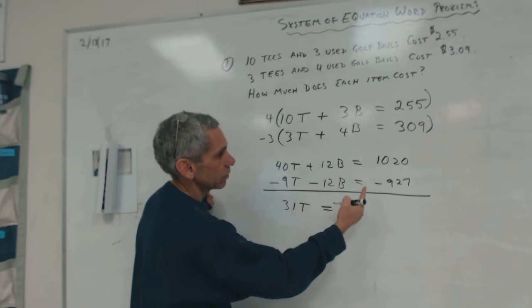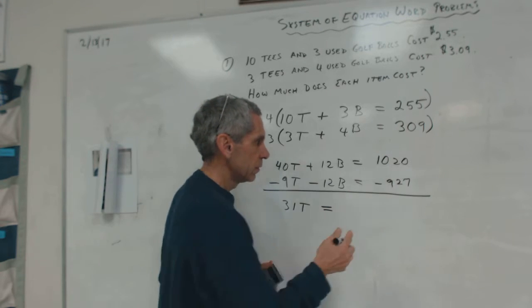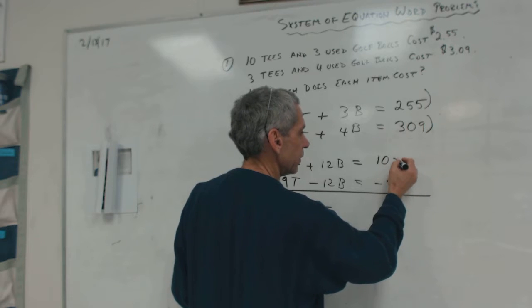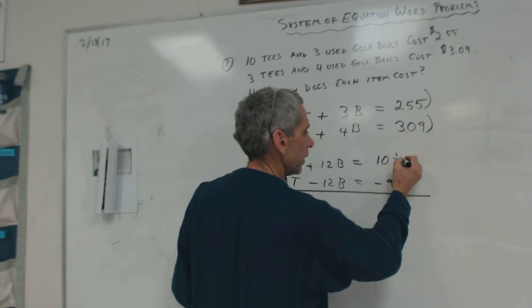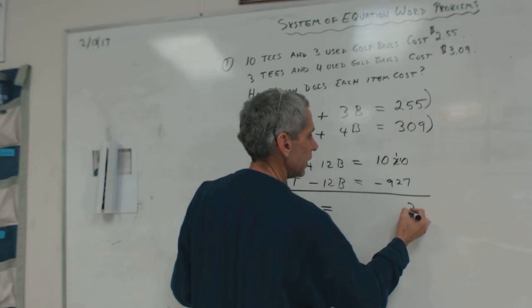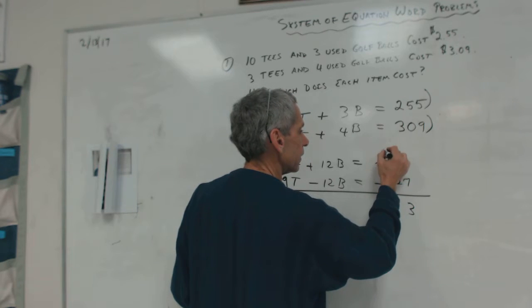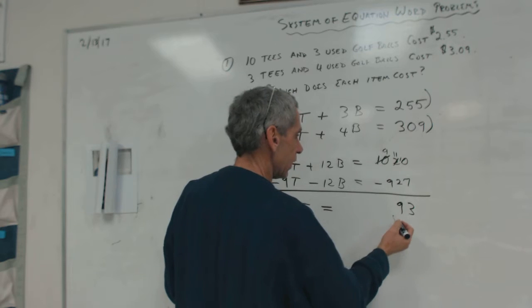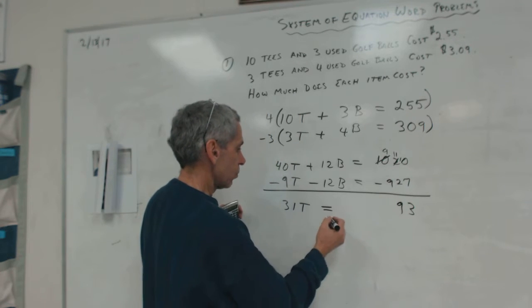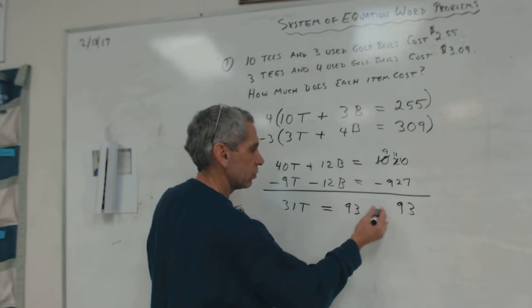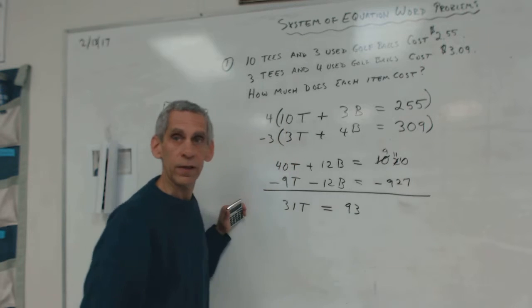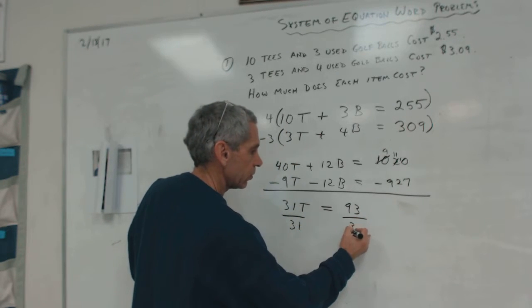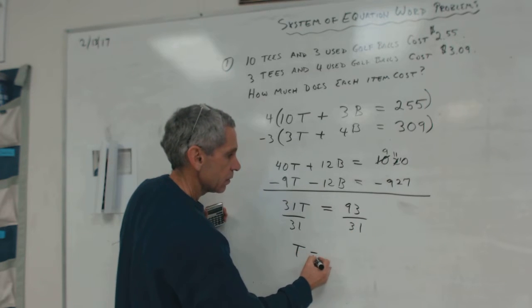Equals. So we're going to have to borrow here. So this is going to have to become a 1 and a 10, so that's going to be a 3, and then 2, I'm going to have to make that a 9, and that's going to be 11, so that's 9, so 93, right? So 31 T's is equal to 93, right? You with me? Yes. Divide by 31, divide by 31, T equals 3.